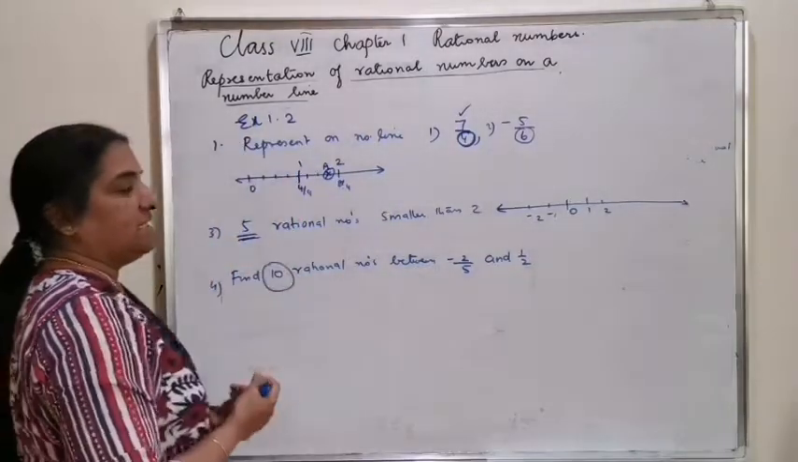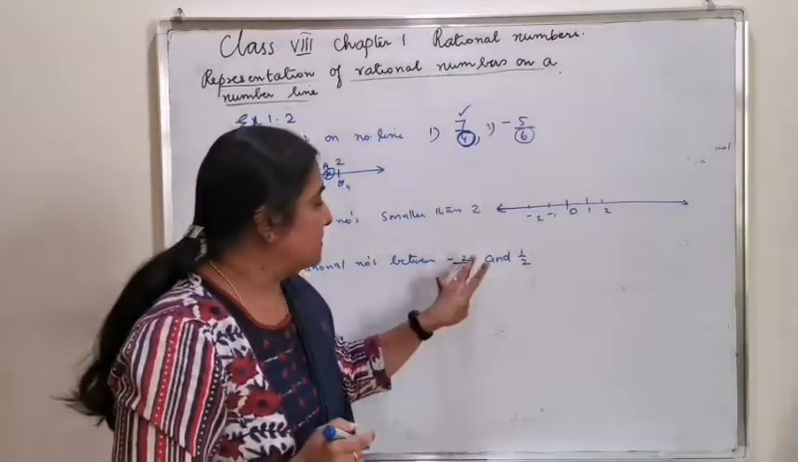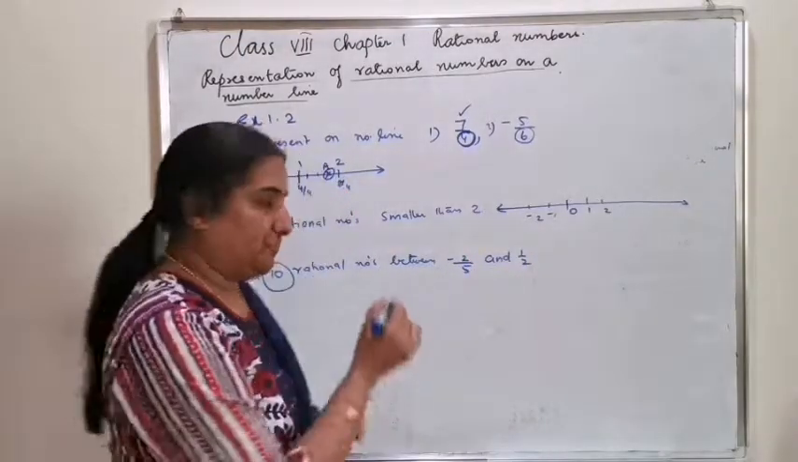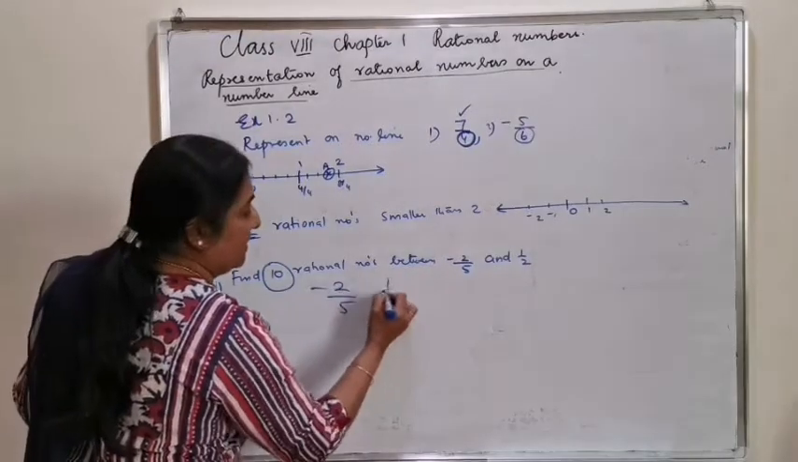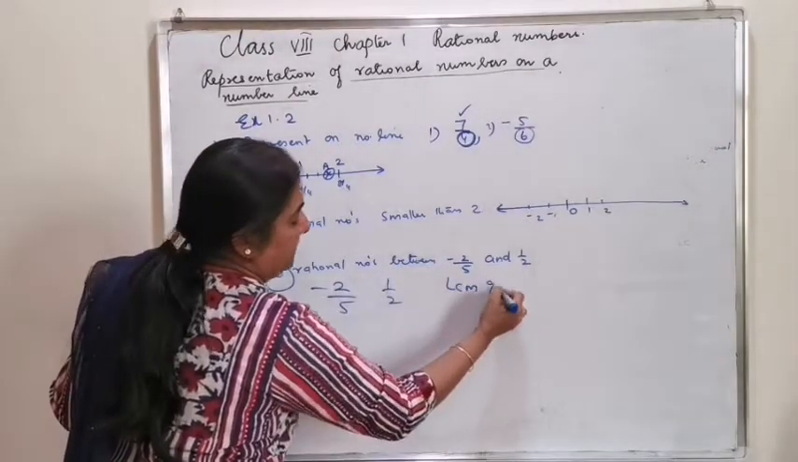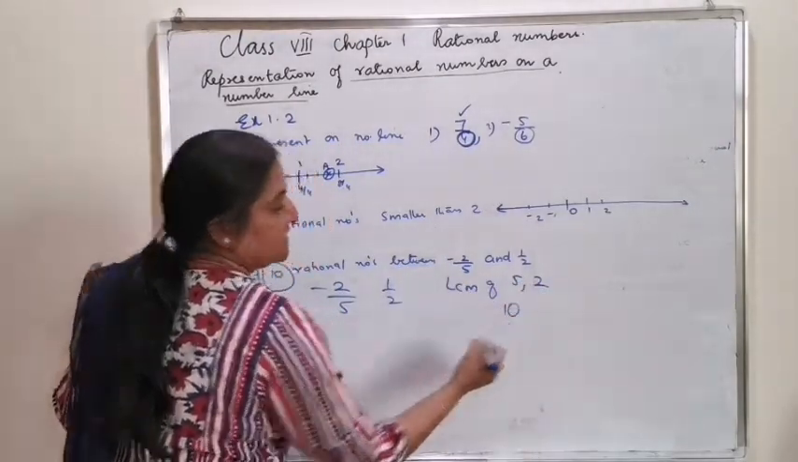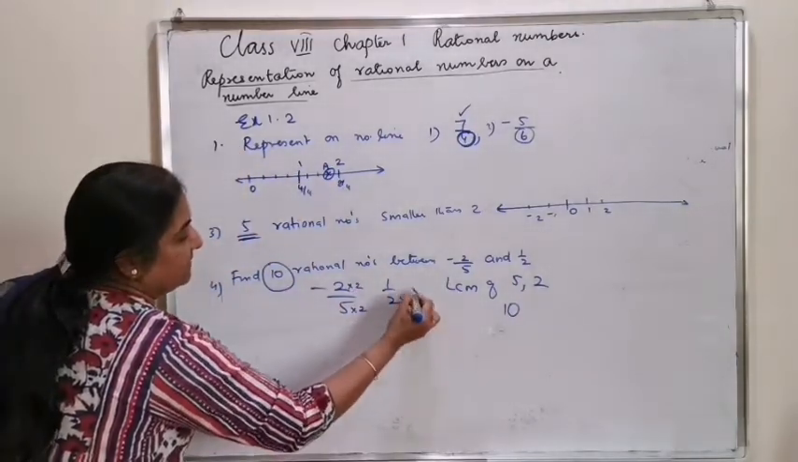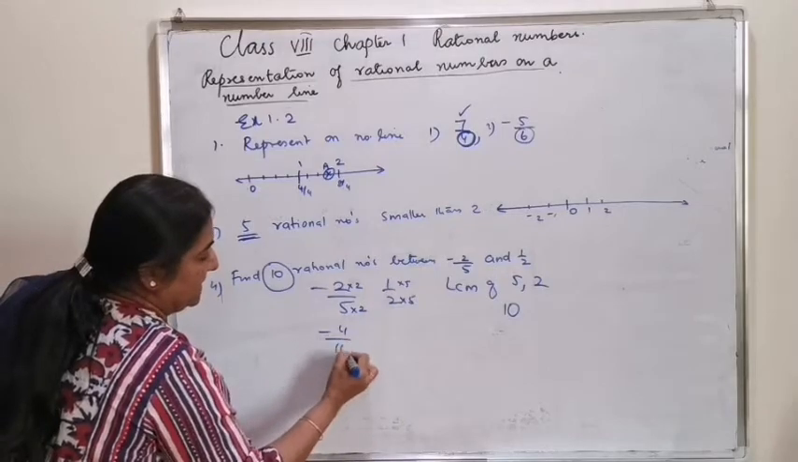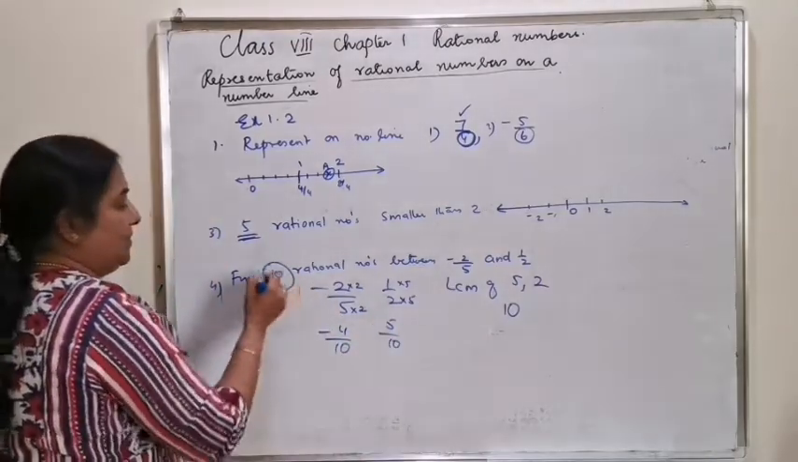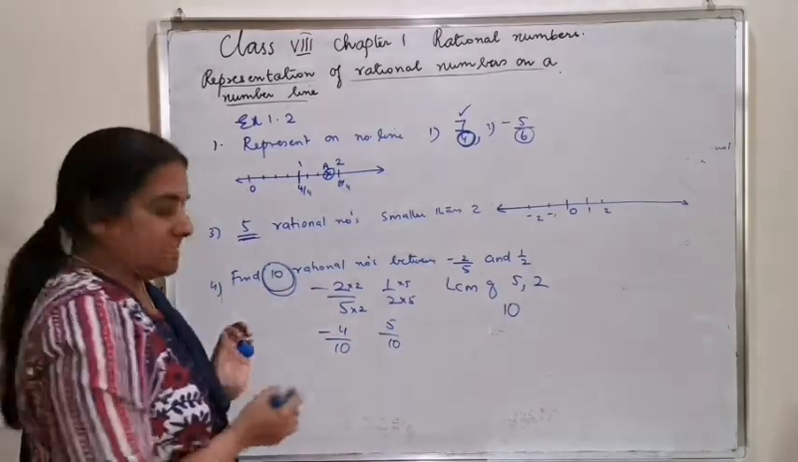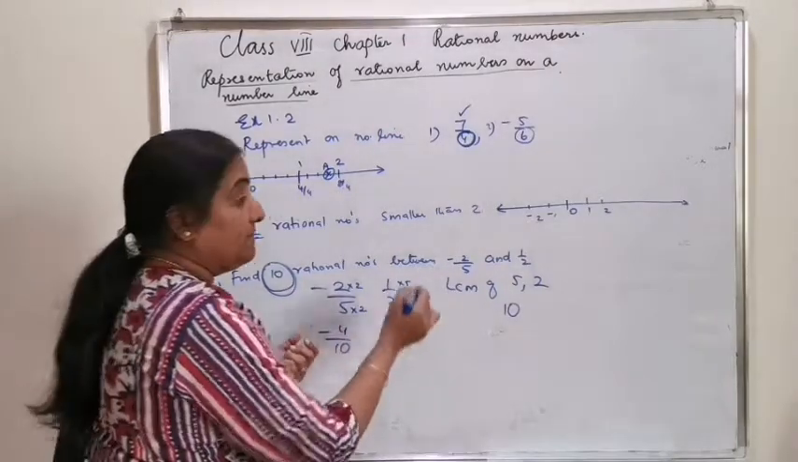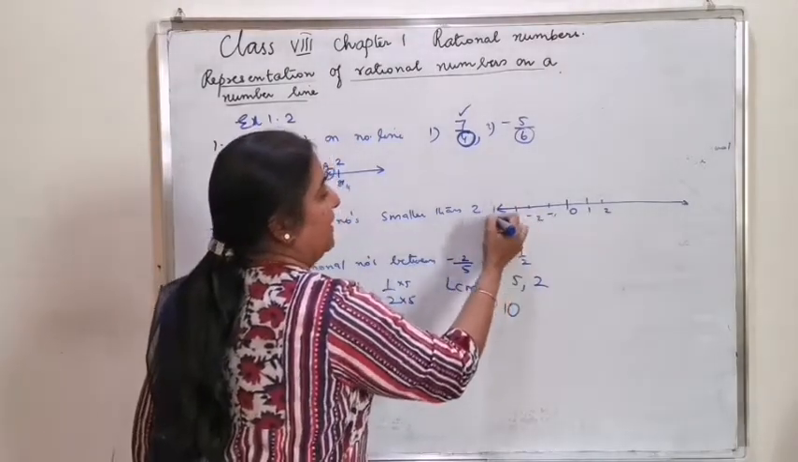Find 10 rational numbers between minus 2 by 5 and 1 by 2. LCM of 5 and 2 is 10. You can write it as minus 4 by 10 and 5 by 10. You need 10 rational numbers. That means between minus 4 and 5.